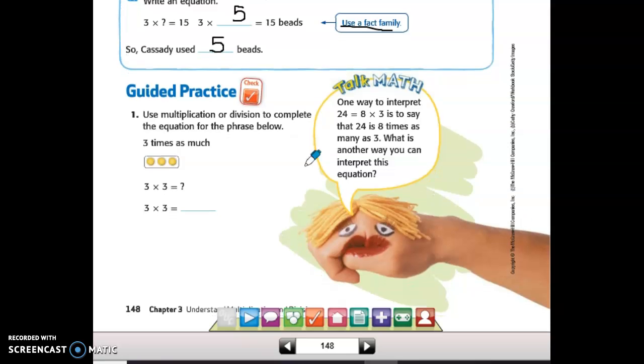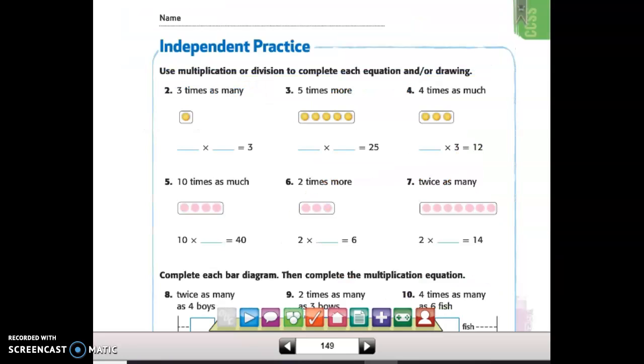You're going to use your fact families and models to get through your independent work. And looking at your independent work, the key to focus on and practice is this vocabulary. Times as many, times more. So pay attention to that, because the math is review from what you've done in prior grades. But really focusing on these is going to help you when you're doing the word problems.